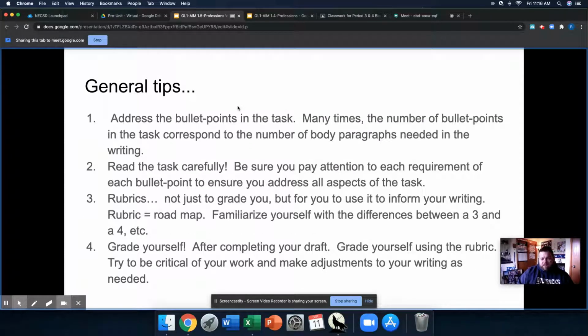Read the task carefully. Pay attention to each requirement of each bullet point. That's what we just did. Use the rubric as a roadmap. Familiarize yourself with the differences and make sure that you grade yourself after completing the draft. Grade yourself using the rubric. Try to be critical of your work and make adjustments to your writing as needed.